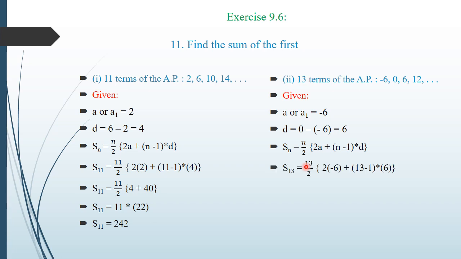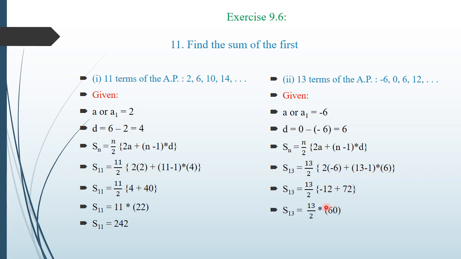Substituting all the known values here, I need to find n as 13 terms, so n I'll keep it as 13. 13 by 2 into 2 into, in place of a I'll substitute minus 6 here, plus n minus 1, that is 13 minus 1 into d is 6. Therefore, S13 is equal to 13 by 2 into minus 6 into 2 is minus 12, and 13 minus 1 is 12, 12 into 6 is 72 here.